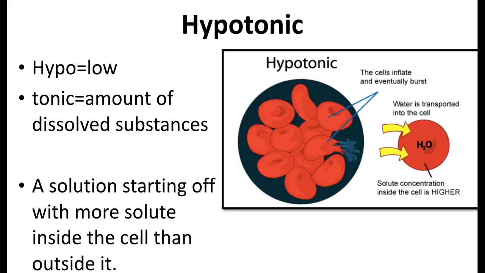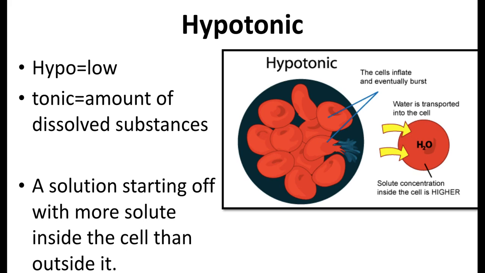Hypotonic is the opposite. So when I place a cell in a hypotonic solution, it's going to have a low amount of dissolved substances, which means the water amount will be a lot higher. One thing about this is the solute and the solvent always have to add up to 100. So if I have 60% salt, that means I'd have 40% water.